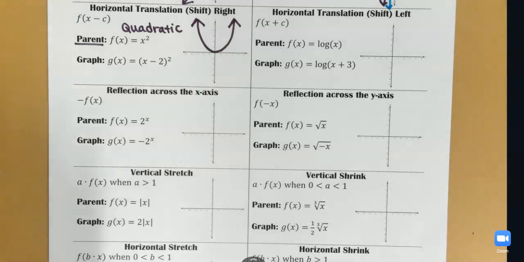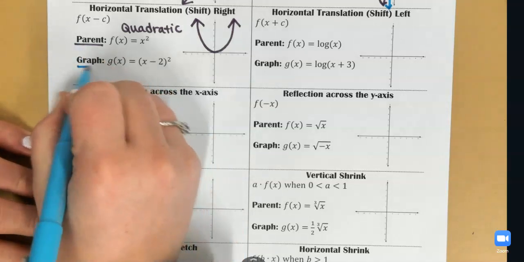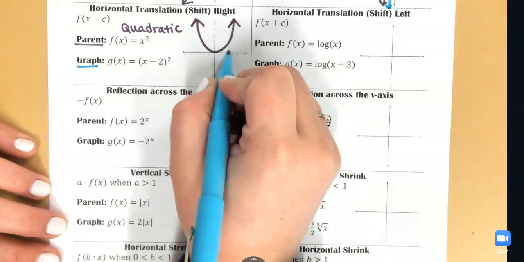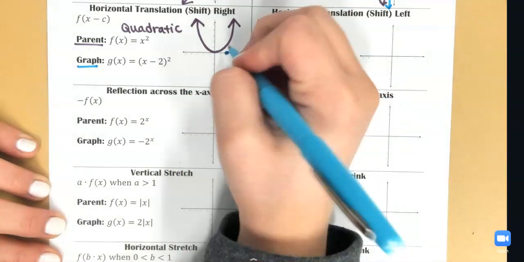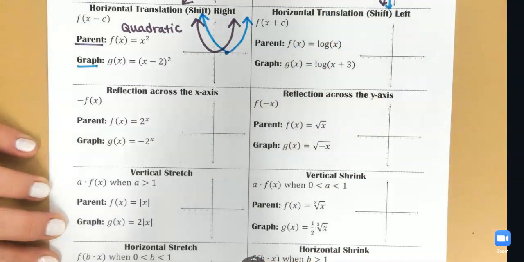And then if I was given x minus 2 squared, again the 2 being inside the parentheses, that means it's going to shift 2 to the right. So my vertex, instead of being at 0, 0, will be at 2, 0. And the rest of it stays the same. It keeps its same shape.